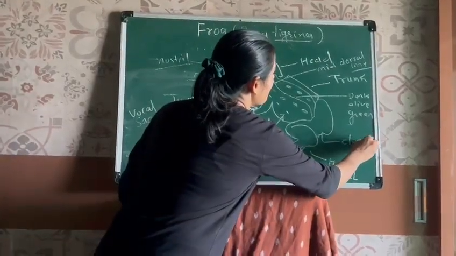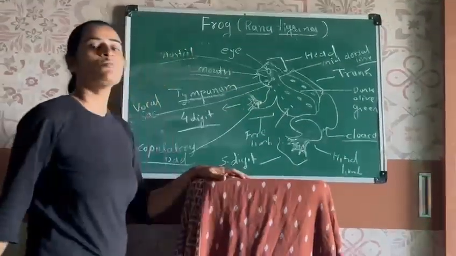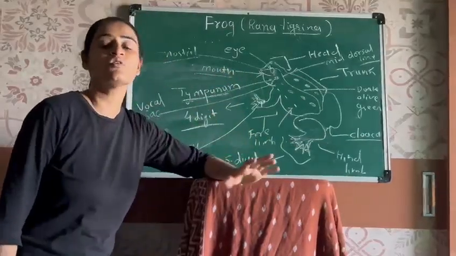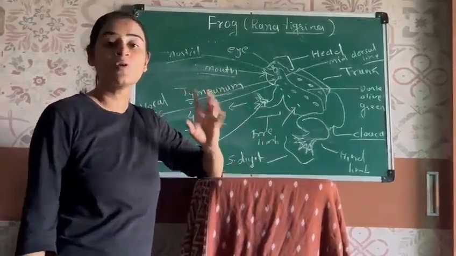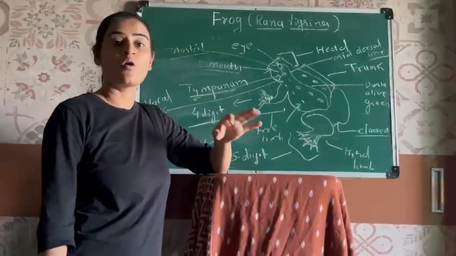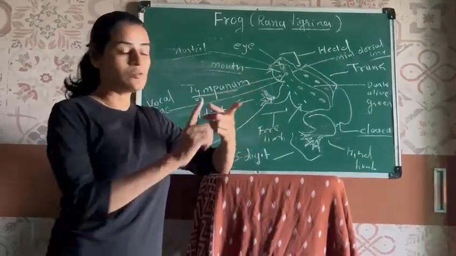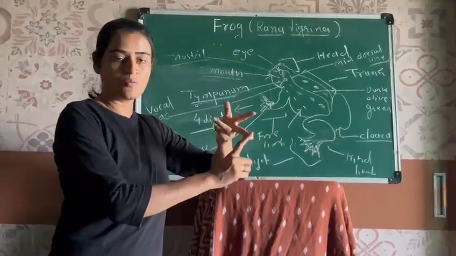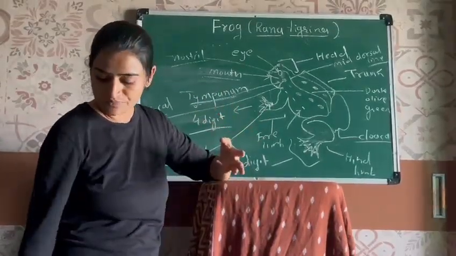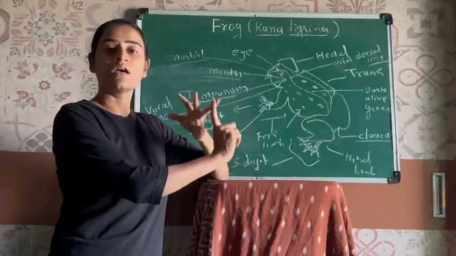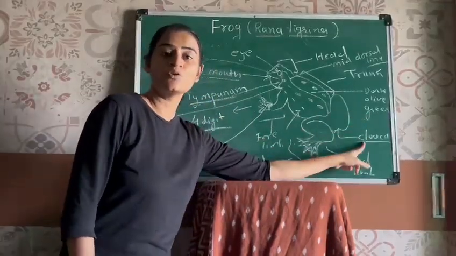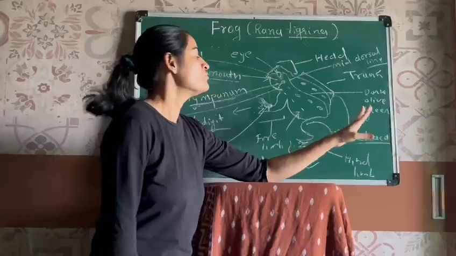Cloaca. Okay, at the end of the trunk there is an aperture known as the cloaca. What is the cloaca? The cloaca is a common opening from where the organism releases its fecal matter, the reproductive cells, that is, eggs or sperm, and third, urine. Okay, so it is an outlet for urine, reproductive cells as well as fecal matter.